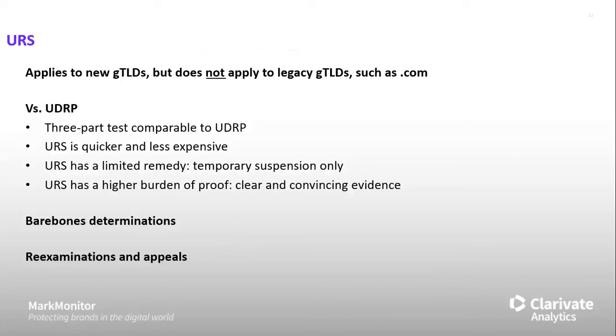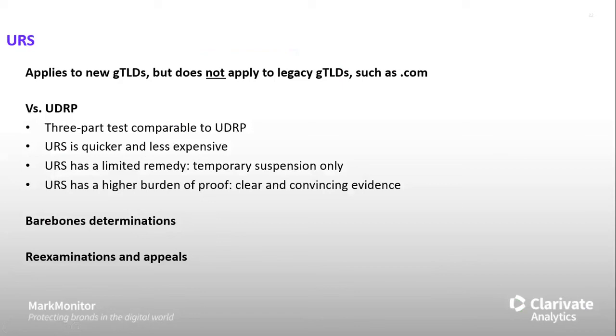But in some ways, the URS is very different from the UDRP. At the outset, I should note that the URS applies to all of the new gTLDs, but it does not apply to most of the legacy gTLDs, such as .com. Although, interestingly, there are a few that have now adopted it, including one which Brian just referred to a minute ago, and that's .XXX. .jobs and .mobi also now subscribe to the URS itself.